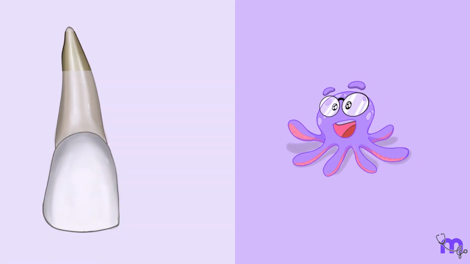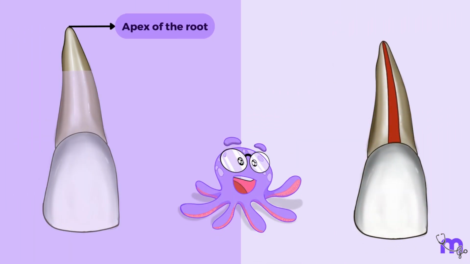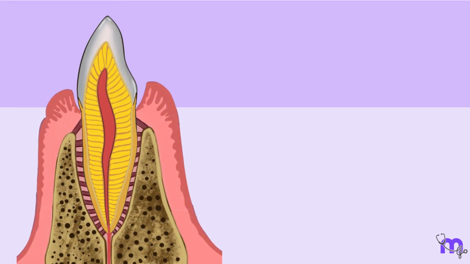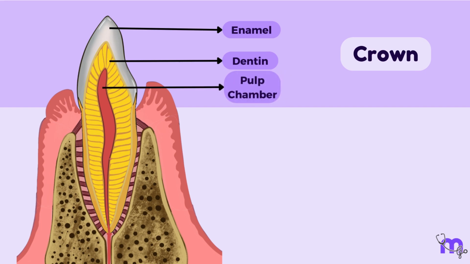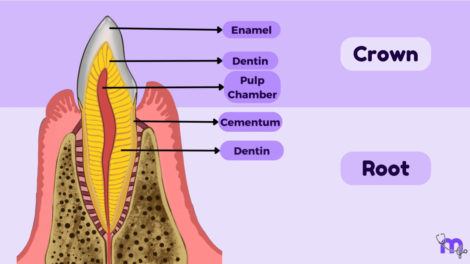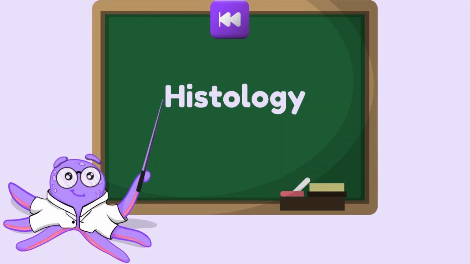The terminal portion of the root is referred to as the apex of the root. It has a small opening called the apical foramen. In order to understand the tooth from the inner aspect, consider a vertical cross section of the same tooth. The crown portion contains the enamel, dentin, and pulp chamber, while the root portion contains the cementum, dentin, and pulp canals from the outer aspect to the inner aspect. The histology of these were covered in detail in our dental histology videos.